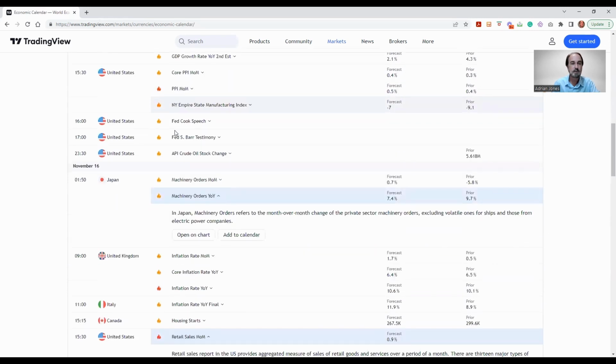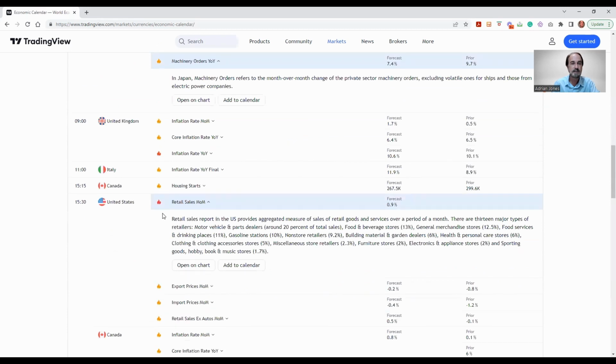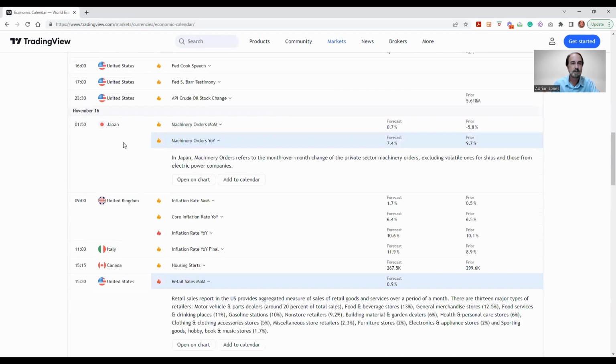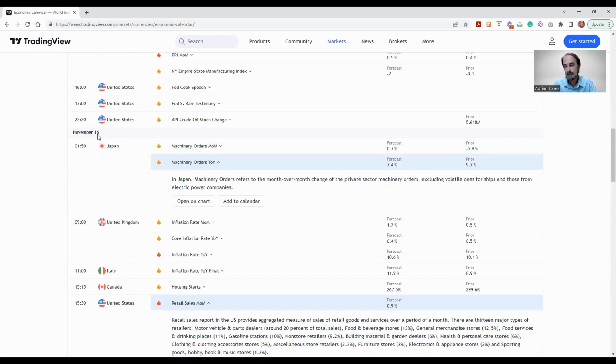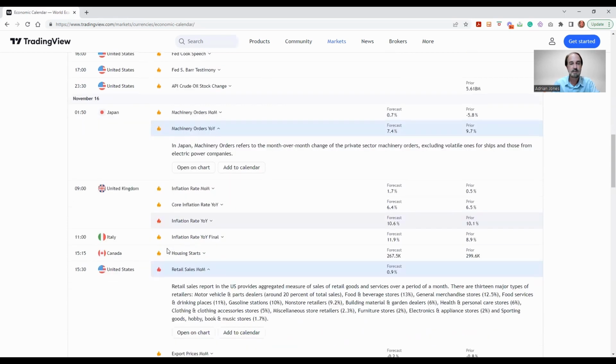And one of the most important coming up this week is actually going to be the retail sales data coming out of the US on November 16th. That's just a couple of days from now. And well, the expectation here is that the retail sales are going to be quite good, and that would strengthen the dollar.